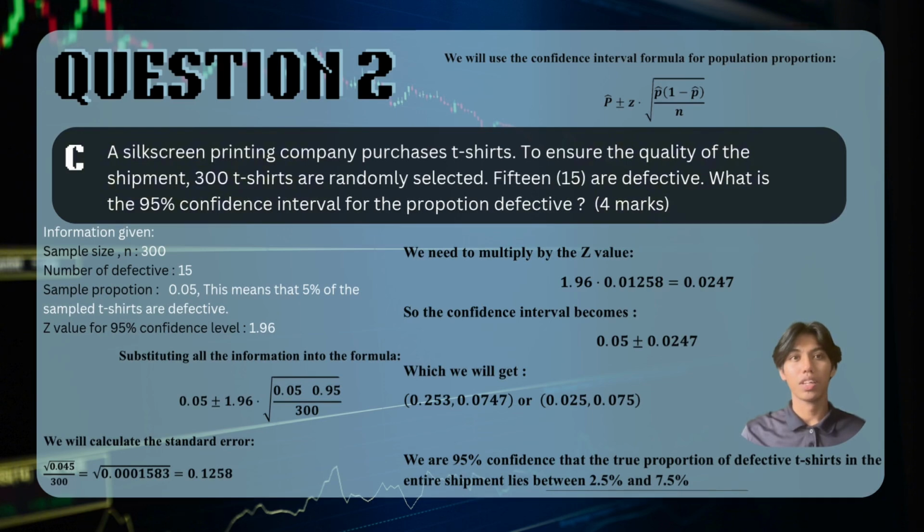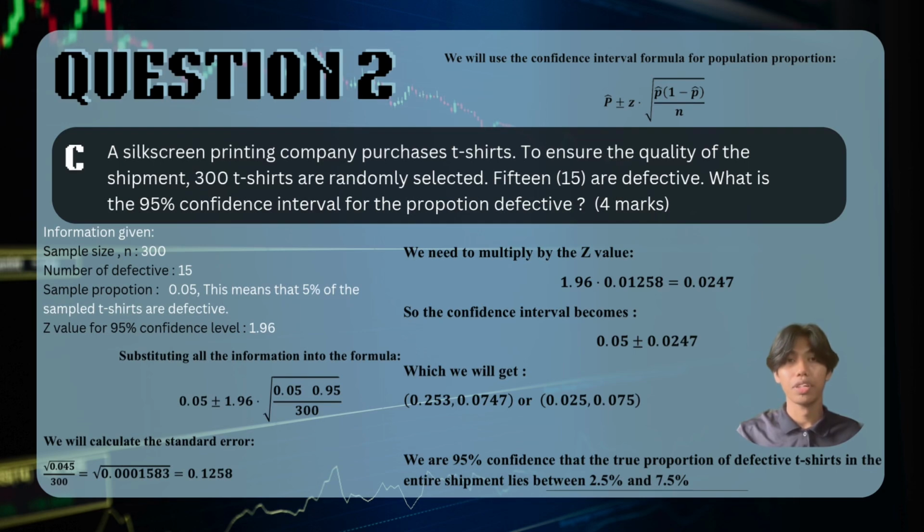Hello everyone, so now let's take a look at question C, which is we are told that a screen printing company purchases t-shirts and selects a sample of 300 t-shirts at random. Out of the sample, 15 are found to be defective. The question asks us to construct a 95% confidence interval for the proportion of defective t-shirts in the shipment. Let's go step by step.